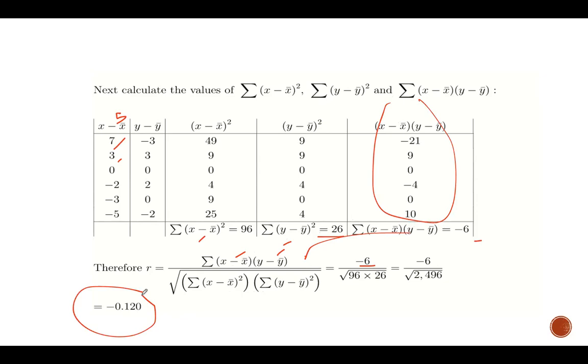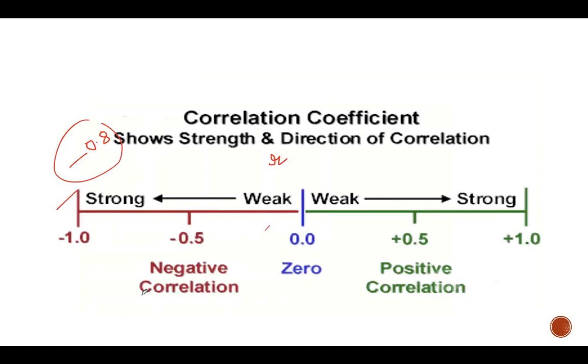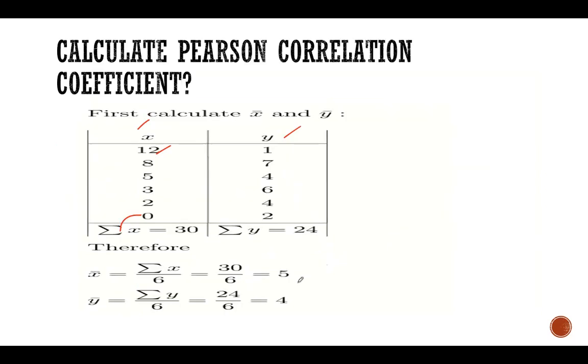So what does this represent now? Minus sign represents negative correlation, right? And now let's see where this value fits here. It will be somewhere here, 0.12, right? So this shows a weak negative correlation.